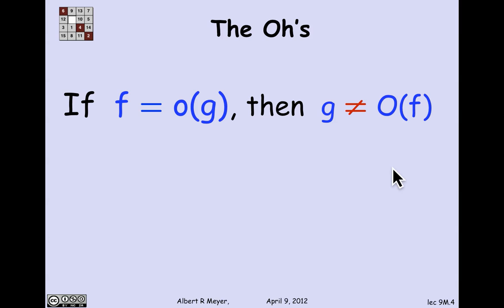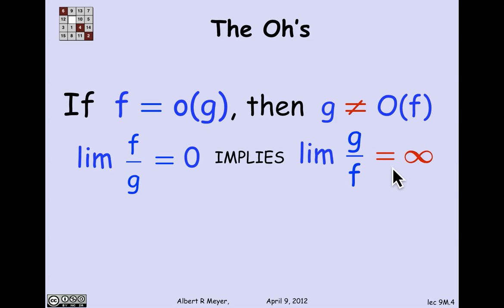Another such property is that if f is much less than g, then g is not roughly less than f. More precisely, if f is little o of g, then g is not big O of f. The left-hand side says that the limit of f over g is 0, but that implies that the limit of g over f is 1 over 0, or infinity, which means it's not finite, so g is not big O of f.